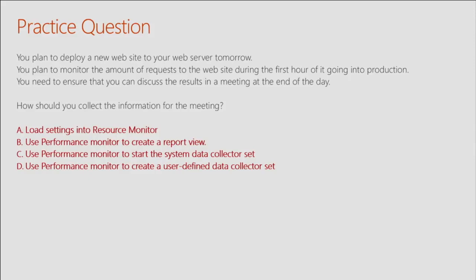Now, you could have said C, possibly system data collector set. We want to specify specific things here. We want to look for IIS, it's a website, so we want to look for IIS counters. So we don't just want a general server performance thing, we want IIS-specific counters. So that's why we've said user-defined in this case. That wouldn't come in the system data. Precisely. Yeah. That's what I said.